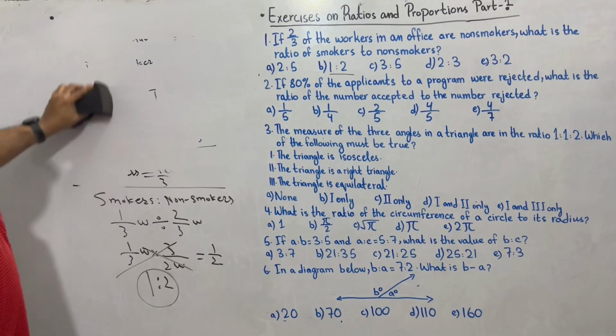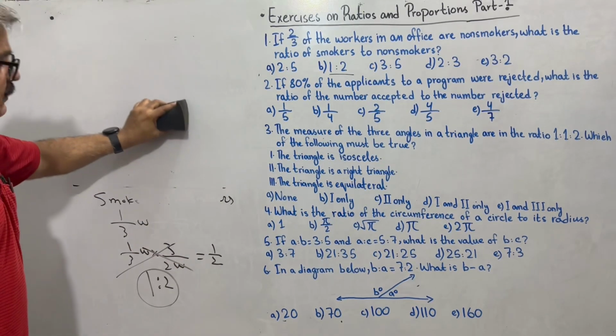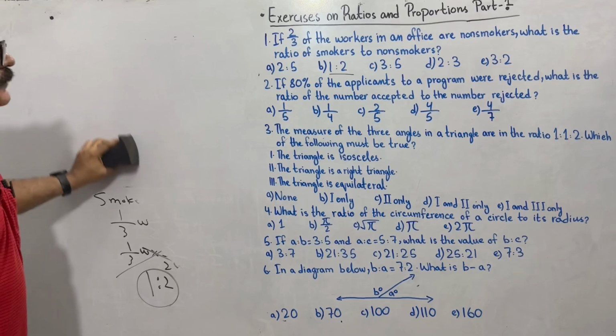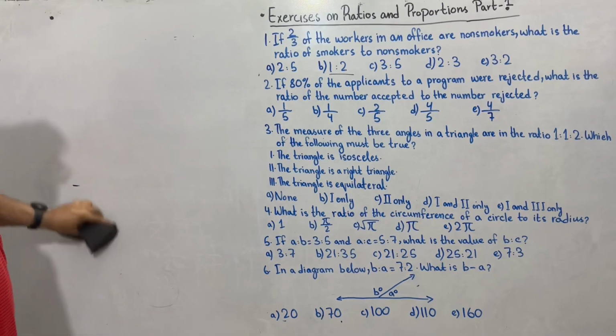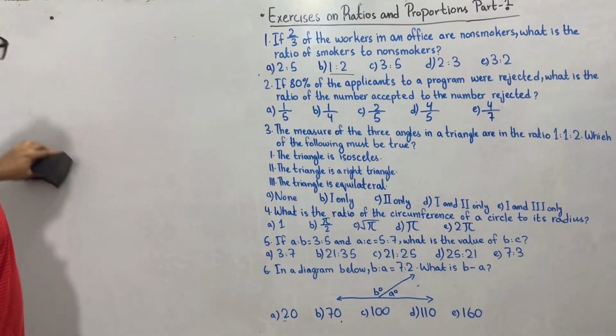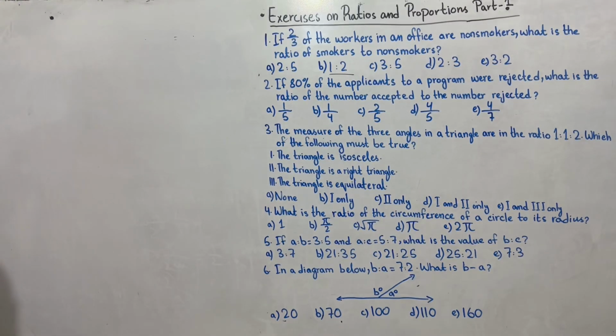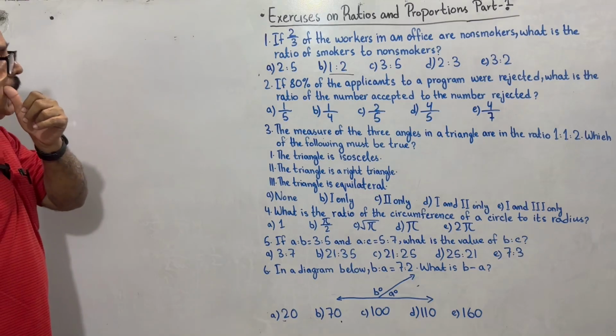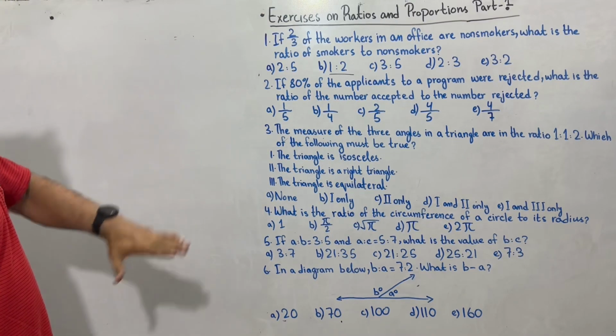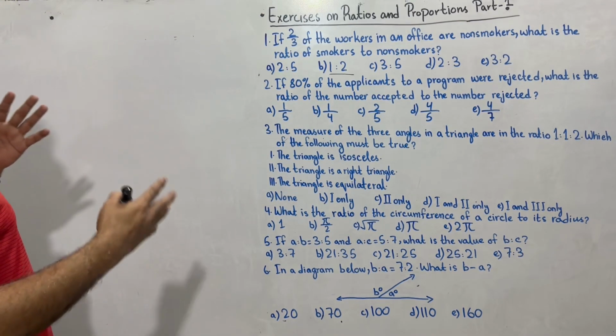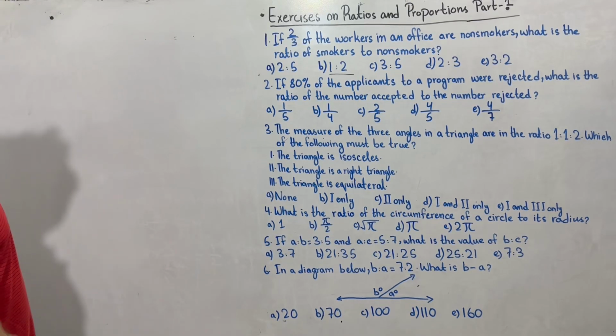Question number 2. If 80% of the applicants to a program were rejected, what is the ratio of the number accepted to the number rejected? Now we have to find the ratio of accepted to rejected.